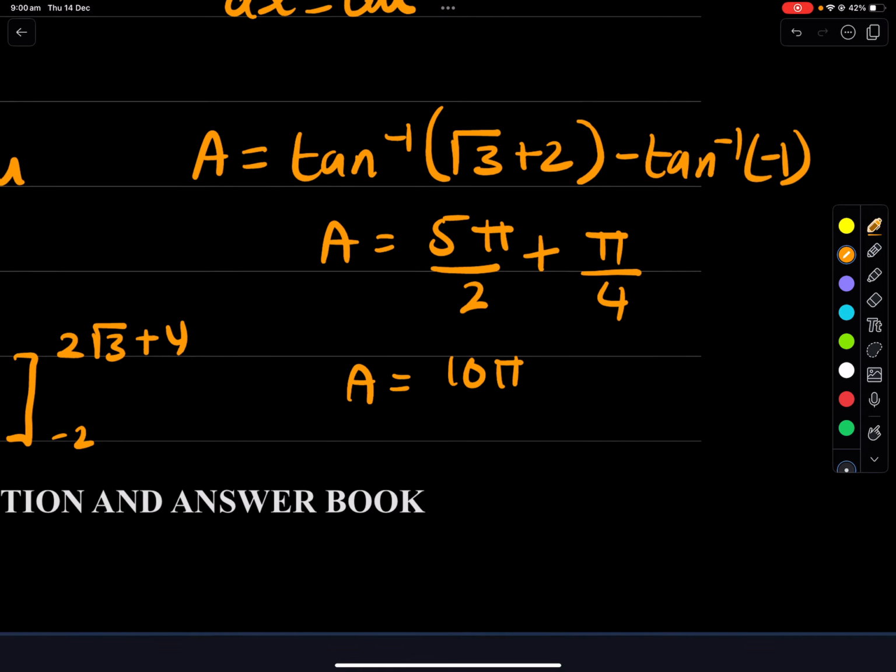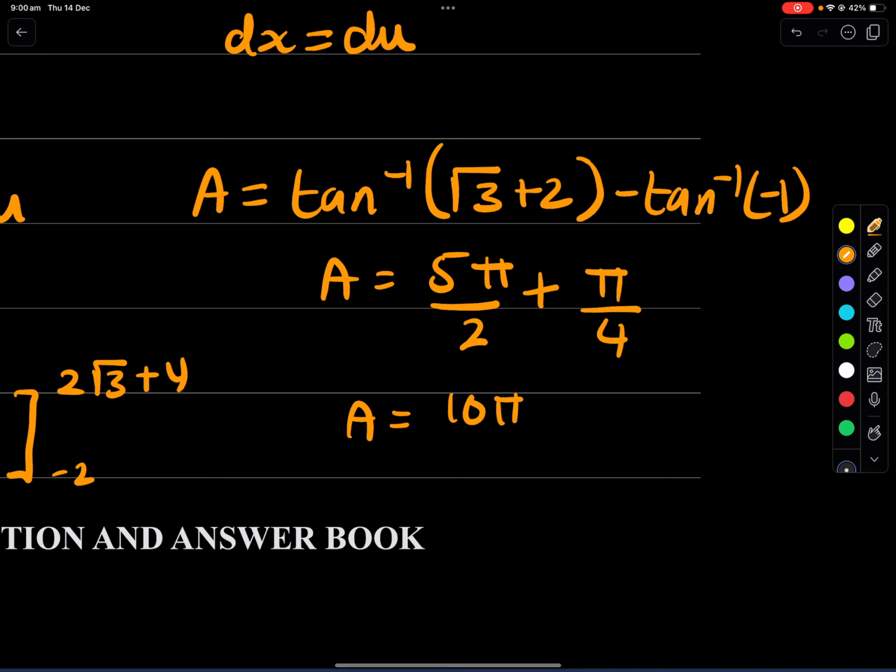Hence your area. What's happening here? Let's have a look at this. 5 pi over 12 plus pi over 4, so it'll be 5 pi plus 3 pi, which is just 8 pi over 12, which if I divide by 4 is just 2 pi on 3. Hence, your area is just 2 pi on 3 units squared.